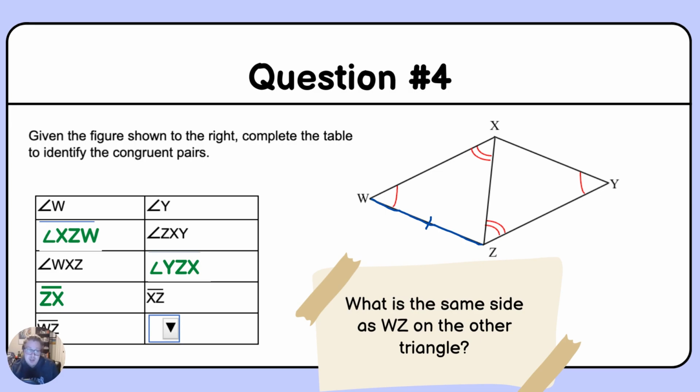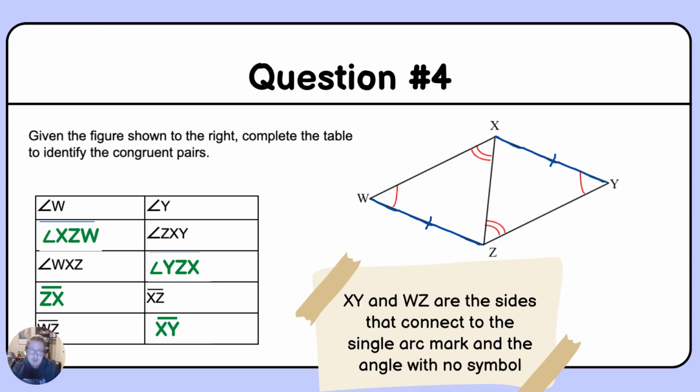Now, what's the same as WZ? This trips up a few people. It's XY. Why is that? As you can see, at WZ, when I highlight that side blue, it touches the single arc mark and the blank side. So I need to pick a side on the other triangle that fits that description. You can see that side XY touches the single arc mark and the blank side. That's the important part. That's what we're looking for.